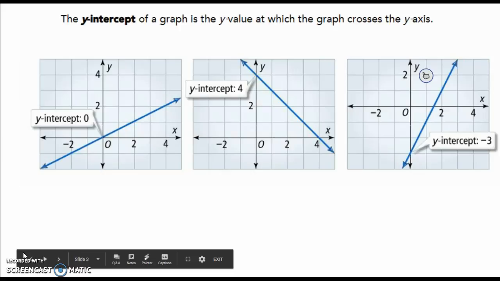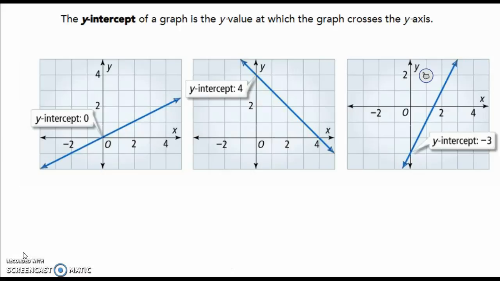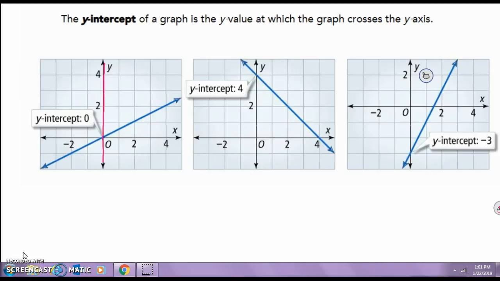The y-intercept of a graph is the y value at which the graph crosses the y-axis. So in order to determine the y-intercept, we are going to look at our vertical line or our y-axis to see where the line crosses the y-axis, and that is the point that we name our y-intercept. For example, with the first graph, it crosses our y-axis at 0. Therefore, our y-intercept is 0.